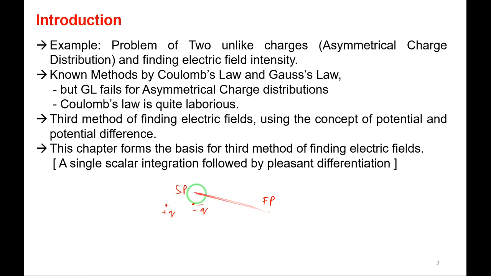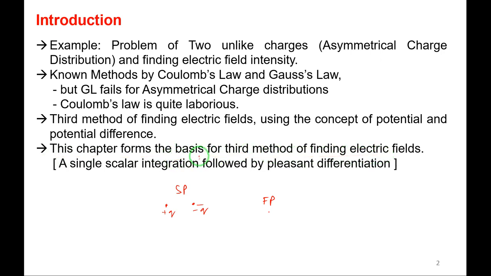So in this chapter we will find another method to find the electric field intensity at this field point due to these two unlike charges, or an asymmetrical charge distribution, that we'll be seeing. The known methods are Coulomb's law and Gauss's law, but Gauss's law fails in this case of two unlike charges, and Coulomb's law is quite laborious. So we are going to introduce a third method of finding electric fields using the concept of potential and potential difference, right?